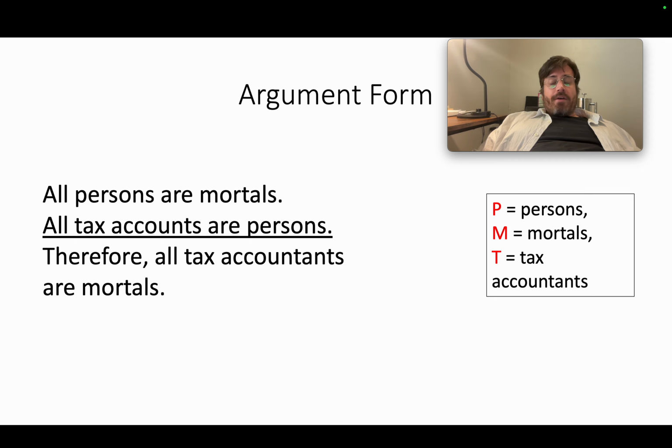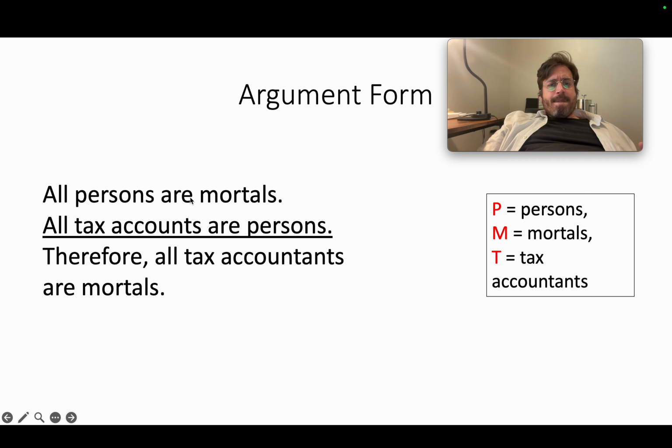To formalize it, we're going to isolate the non-logical vocabulary, and we're going to substitute those terms with letters to represent them. So let P represent the term persons. Let M represent the term mortals here. And let T represent the term tax accountants. Again, any letters would work, but I think it's helpful and easier to use letters that appear in the word in question so that you can, at just the glance of an eye, equate them more easily, perhaps.